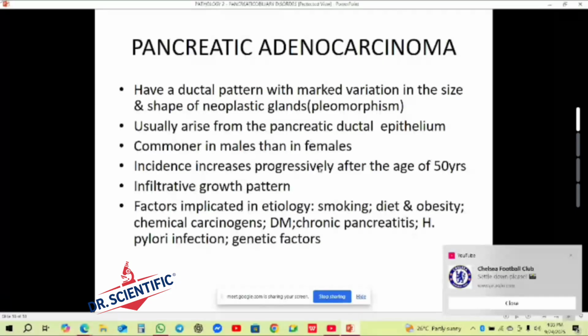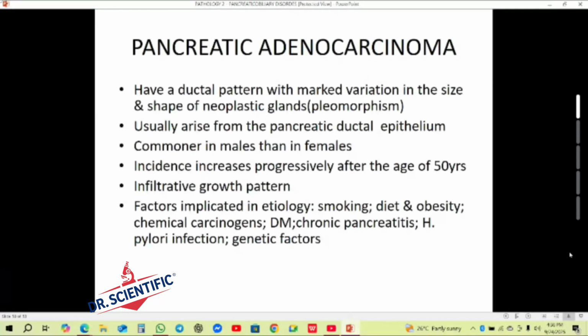And these are some of the factors that are implicated in the etiology, the cause. Things like smoking, diet, depending on some foods that are thought to cause it, obesity, chemical carcinogens. Diabetes mellitus is thought to be one of the risk factors also. If you have chronic pancreatitis, it's likely to lead to this adenocarcinoma. Also, infection by Helicobacter pylori.